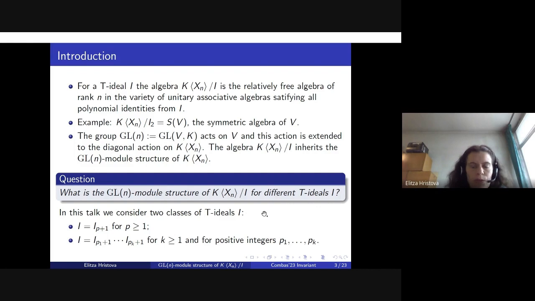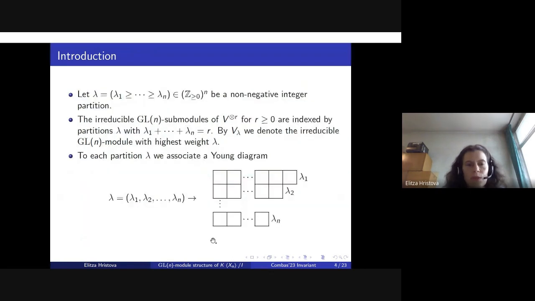But in this talk, we'll only use the formulation as GLn modules and will translate all results into the language of GLn modules. Okay, and there will be two basic classes of T-ideals that we'll consider. That would be the ideal generated by commutators of length p plus 1, and also products of k such ideals, for arbitrary k and arbitrary choices of these integers. Let us first describe some known results.